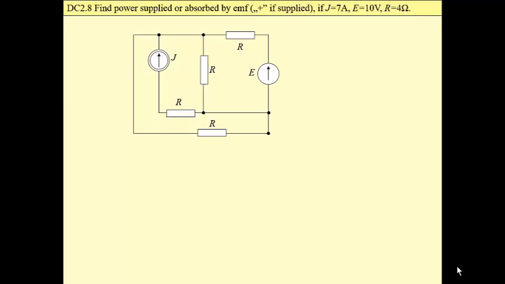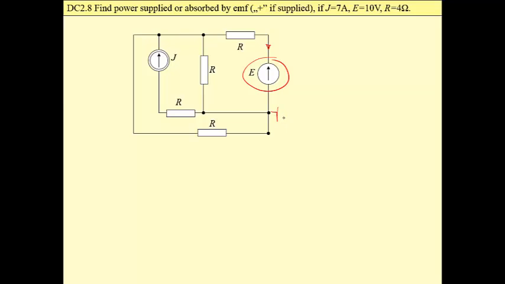We have a simple circuit here, 2 nodes, 2 sources, 4 resistors. Our task is to find power which is supplied or absorbed by this voltage source. So to do this, we have to calculate current of this source, and this can be done by means of nodal analysis. We may write down a nodal equation.